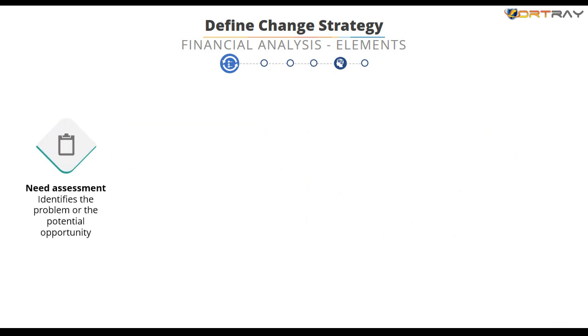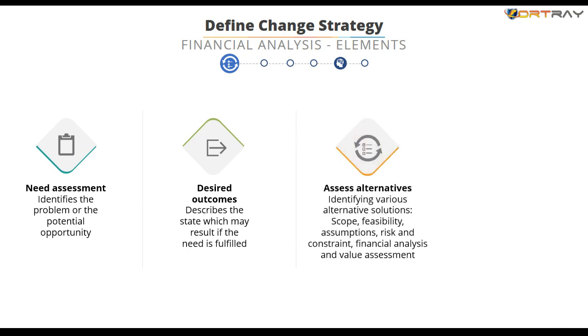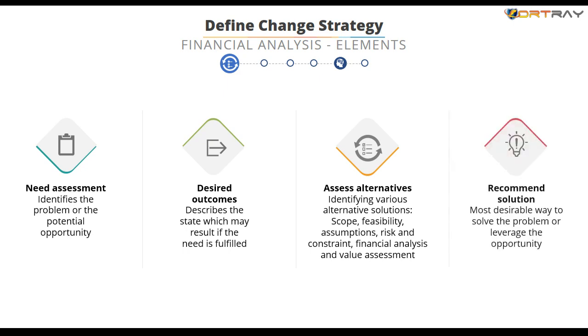The need assessment identifies the problem or the potential opportunity. The desired outcome describes the state which may result if the need is fulfilled. Assess alternatives identifies various alternative solutions which are assessed in terms of scope, feasibility, assumptions, risk and constraint, financial analysis, and value assessment. The recommended solution is the most desirable way to solve the problem or leverage the opportunity.